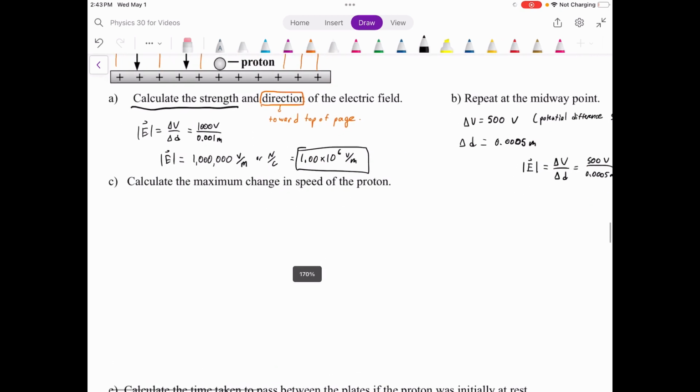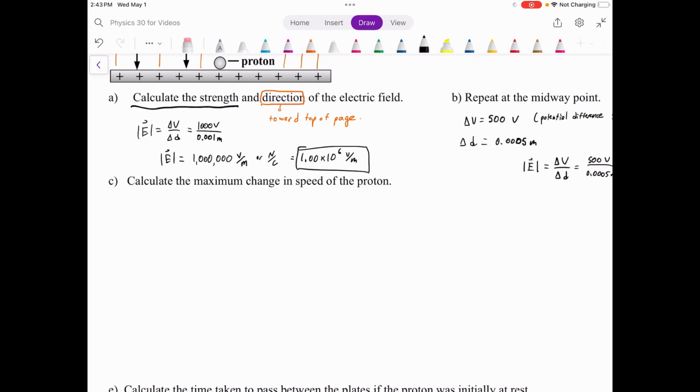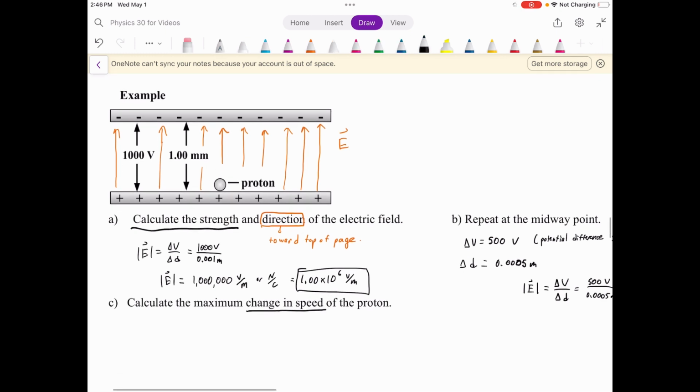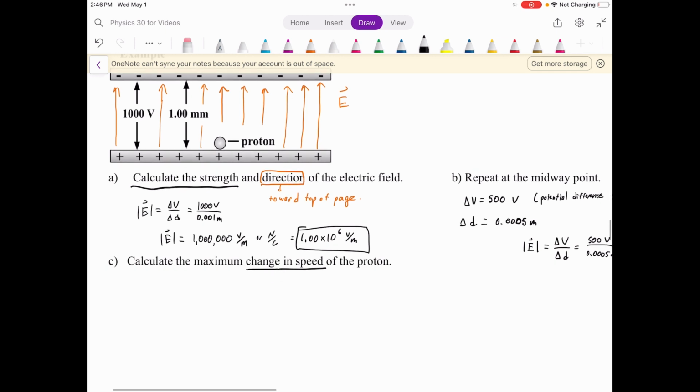Okay, now C asks us to calculate the maximum change in speed of the proton. Well, all right, we've got a proton in this electric field. We know a proton is charged, so it will feel a force when it's in an electric field. We know that force will accelerate it up to the top plate, right? And that's why its change in speed is even happening. It's going to be starting down here, and it's going to get faster and faster and faster, and then crash into this negative plate. So how can we figure it out based on the information we have?